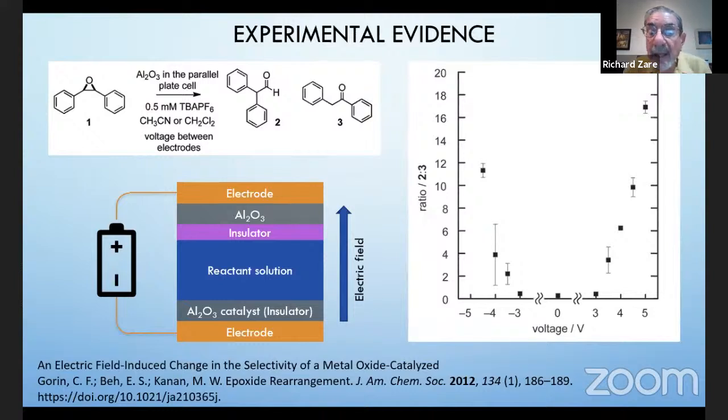They see that the ratio of 2 to 3 changes. At no voltage, the ratio is simply that there's almost all 3, no 2. But if they change it in either direction, +5 or -5, which really shows you this electric field effect, they can really make the 2 take off. And so I think it's a dramatic example showing how an electric field influences chemistry.